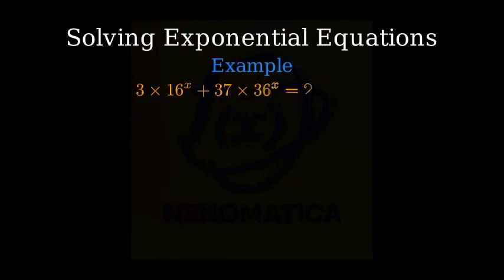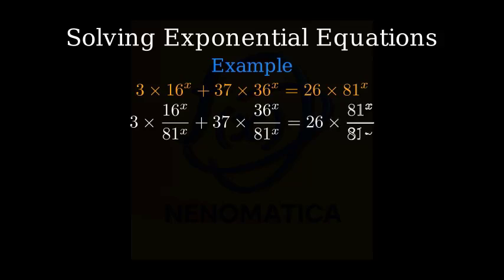Let's solve the following exponential equation. 3 times 16 to the power of x plus 37 times 36 to the power of x equals 26 times 81 to the power of x. Our first step is to divide all terms by 81 to the power of x. This will help us simplify the equation and get all terms on one side.